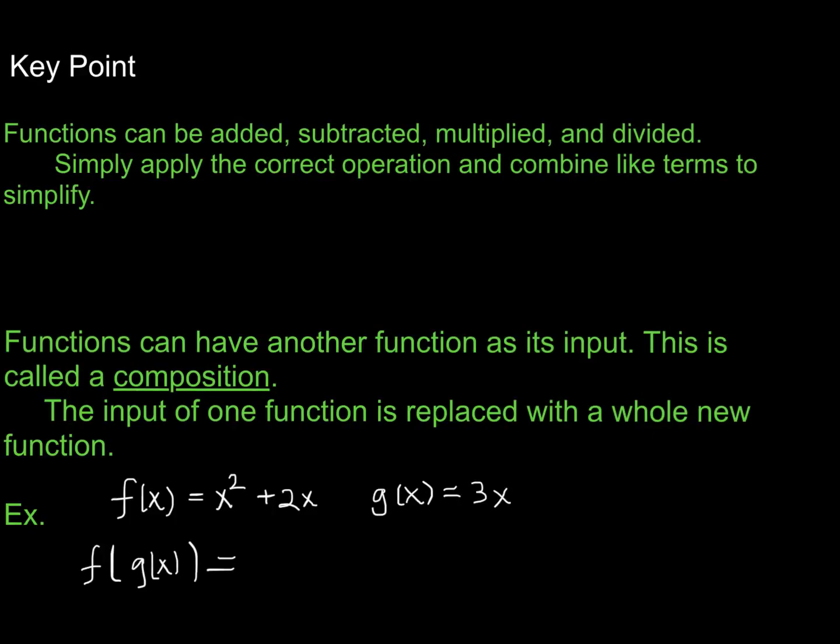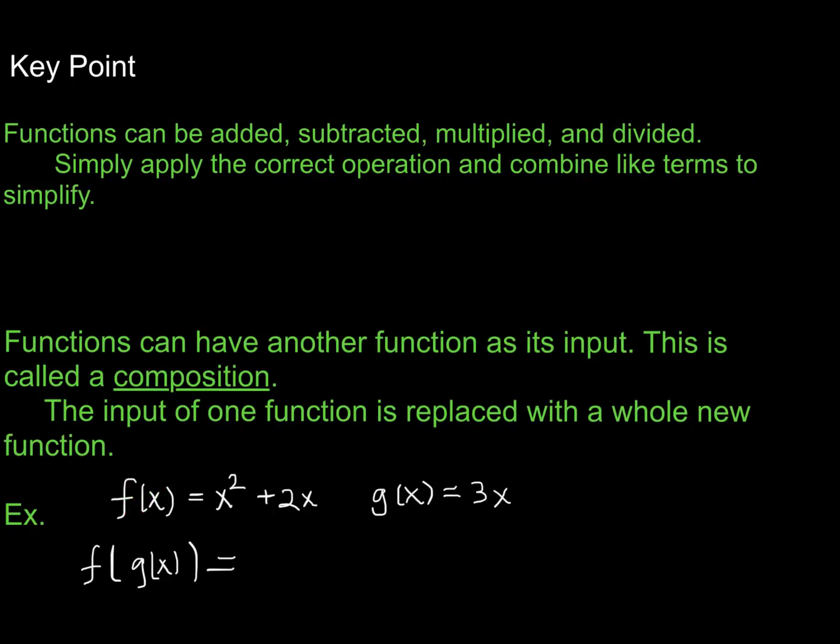Okay, so let's say I have f of x, which is x squared plus 2x, and g of x, which is 3x. If I compose the functions together, meaning I make one of them the input for the other, in this case, I'm taking g of x, and it's going to become the input for my function f. So whatever g of x is, it will now be my input for f. So this is actually surprisingly easy to write.